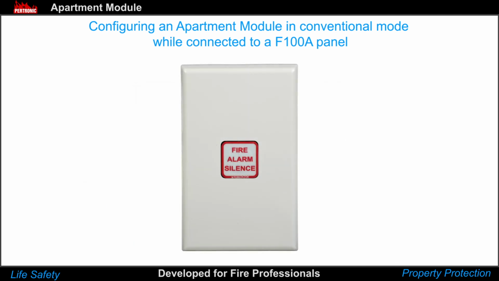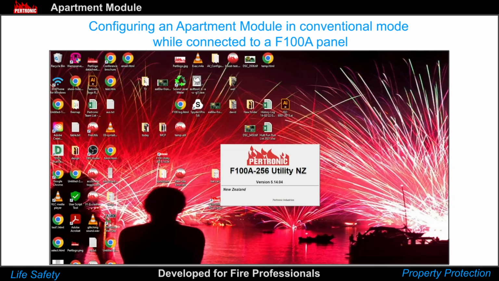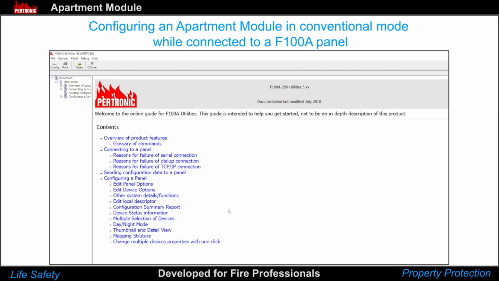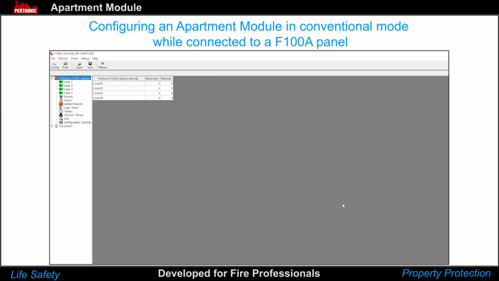The next step is to create an F100 configuration using F100 utilities. Let's open F100 utilities. Click on the U configuration button to open the panel options window. Next, select the target firmware for the F100 panel. We will select 5.22. Click the panel apply button.